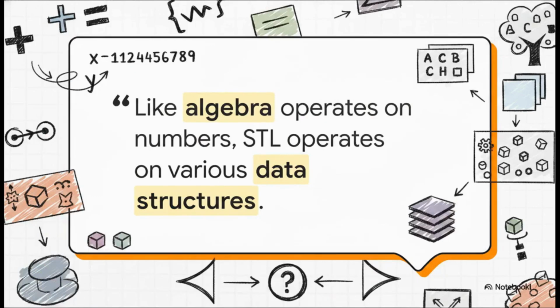And this brilliantly illustrates the core philosophy of the whole thing. Think about the algebra analogy provided in our source lecture. In algebra, you use variables like x and y to perform operations without even knowing the exact numbers. Well, STL does the exact same thing for programming. It allows you to perform highly complex operations on various data structures, regardless of whether you're feeding it integers, strings, or totally complex objects. It just abstracts the data type away, letting you focus on the actual logic.